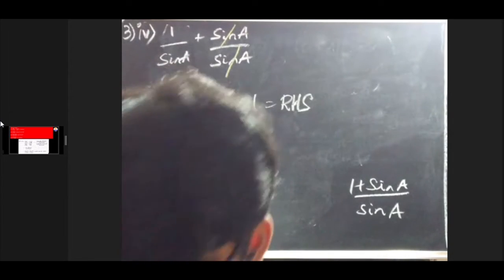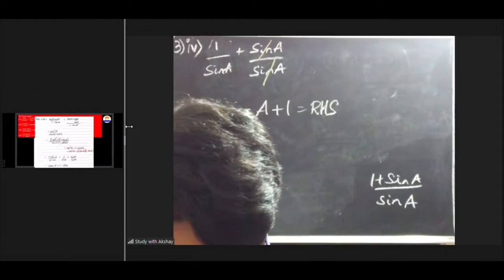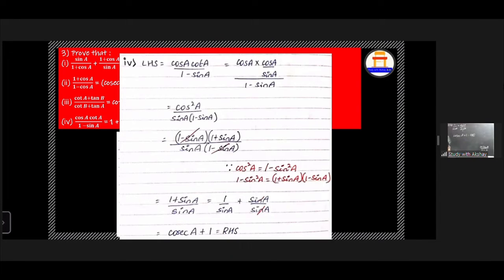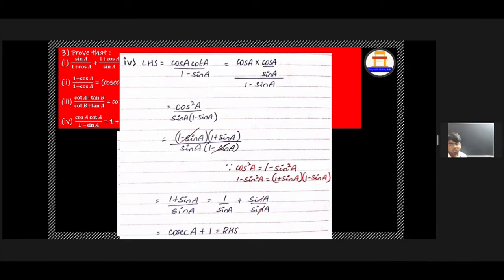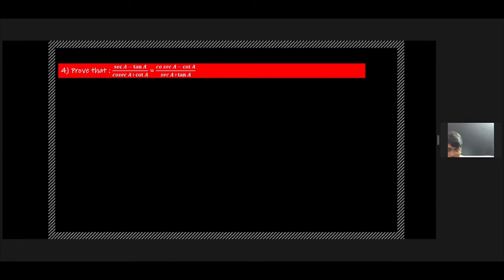Okay, let me just display the answer key. Okay, next moving ahead with the next question. That is, prove that (secant A minus tan A) divided by (cosecant A plus cot A) equals (cosecant A minus cot A) divided by (secant A plus tan A). So here, this kind of question can be proved in a different way.